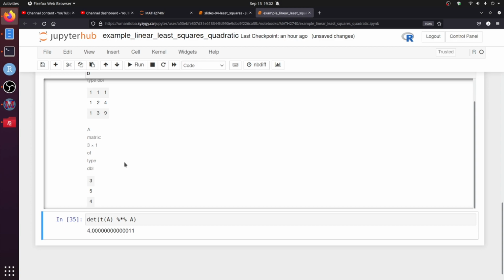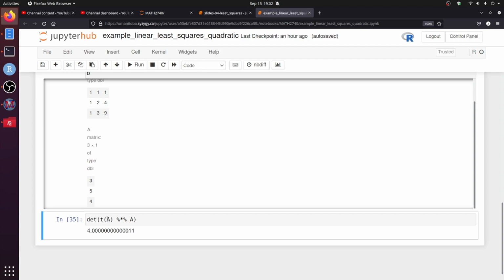It is probably equal to 4. I'm not quite sure if this is numerical imprecision or not, but you get a value close to 4. Perhaps it's 4. I mean, we could check it by hand, but it's not really worth it. What is clear is that this determinant is non-zero, so we're good for this.